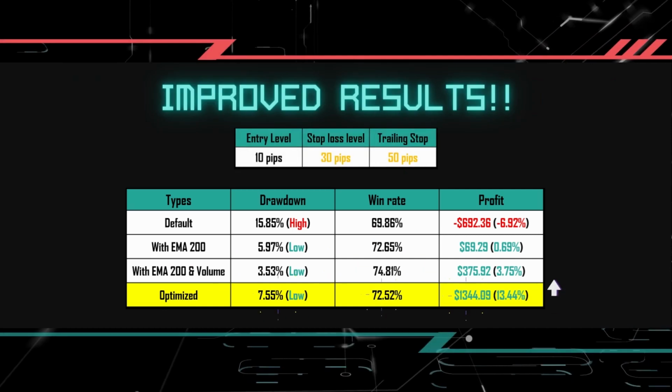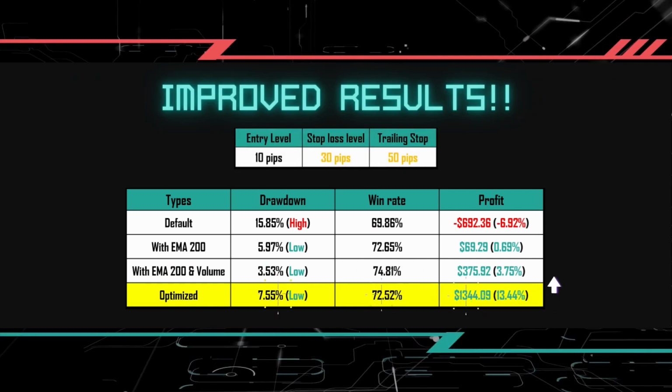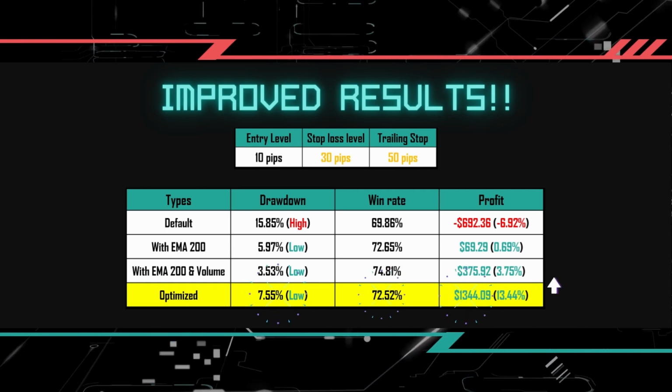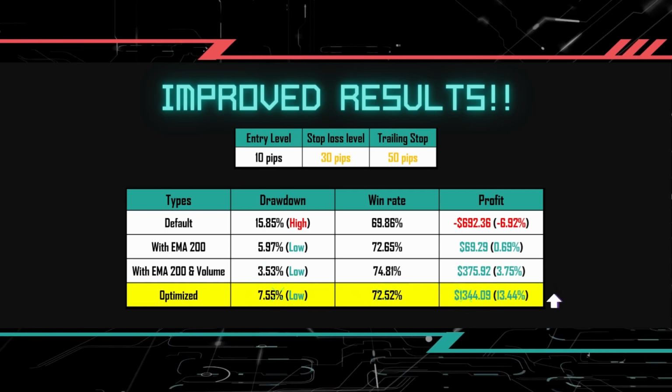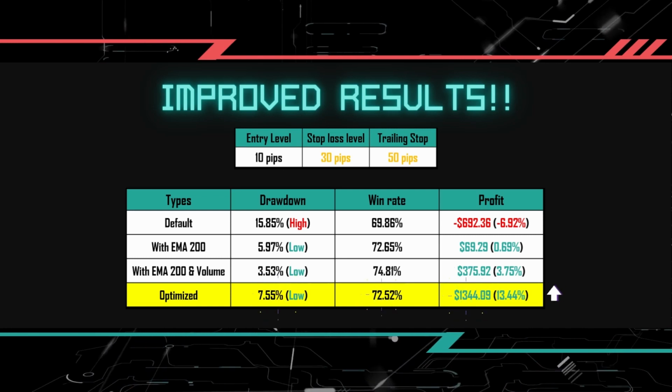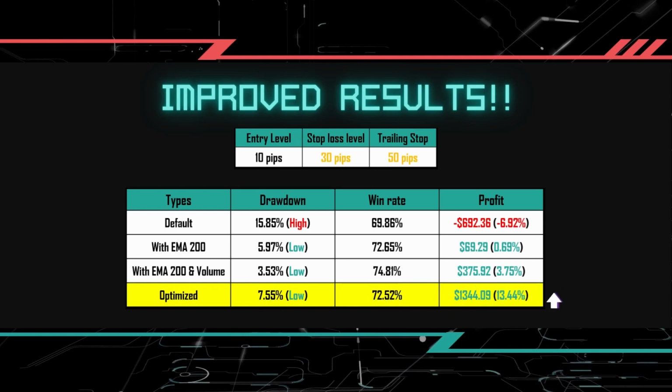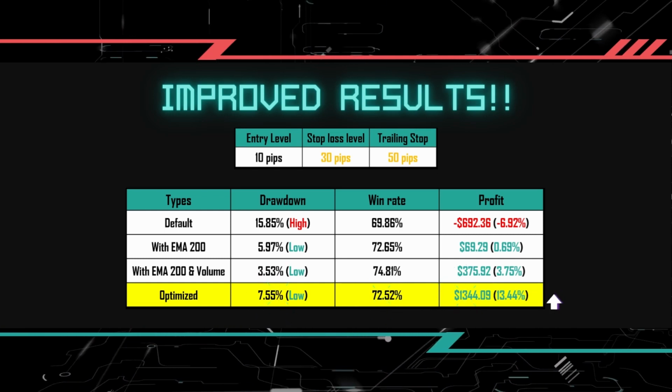Here we have the best setting to achieve the most profitable result. The entry pips should be kept at 10 pips, for the initial stop loss level we have adjusted it to 30 pips, and lastly for the trailing stop, we have shifted it to 50 pips. This optimized setting has helped us to achieve a total profit of 1344 pips in the whole of 2021.